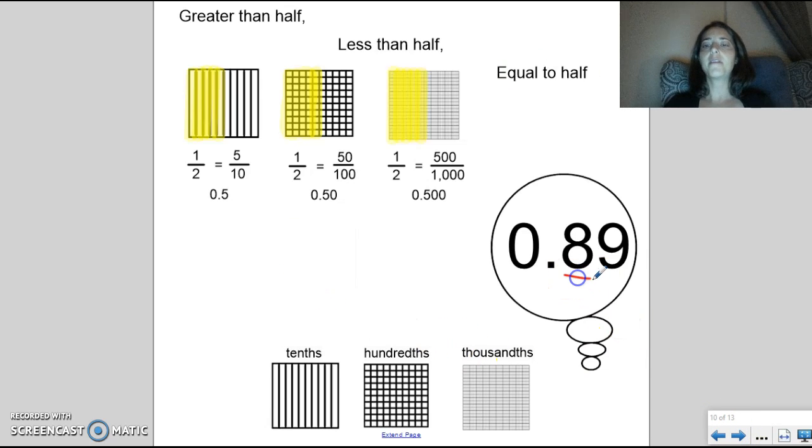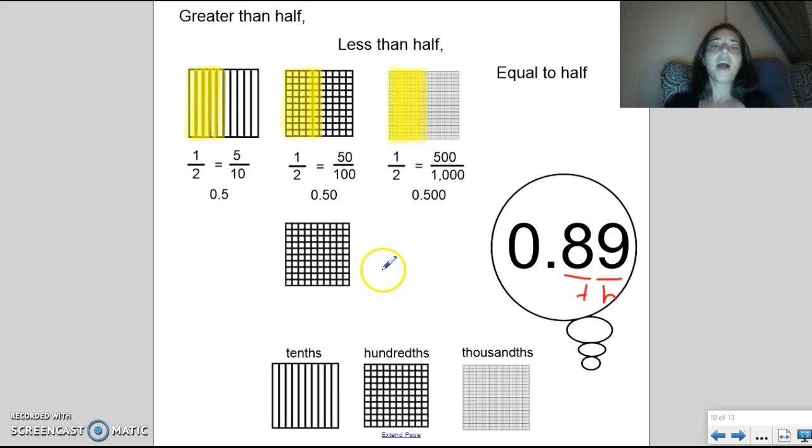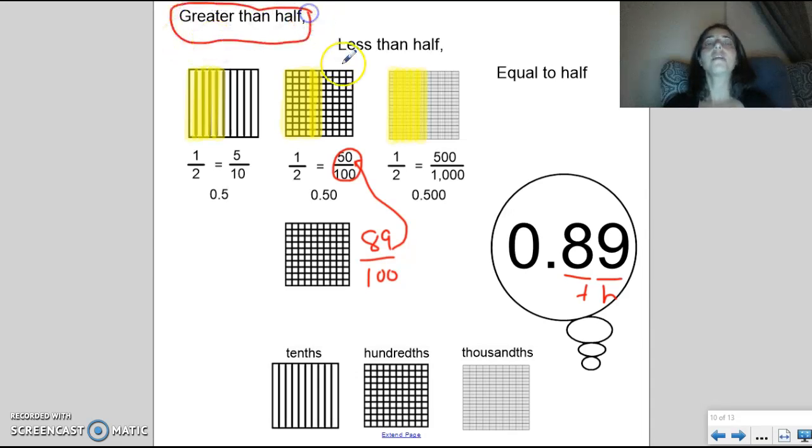All right, here we have 89 hundredths. So I'm going to go ahead and grab that hundredths frame. Again, I know that 50 out of 100 is exactly half, but I actually have 89 out of the 100 that I'm representing here. Well, 89 is greater than 50, and since 50 is half, then 89 hundredths is representing an amount that is greater than half.